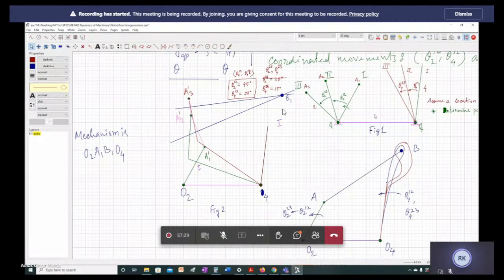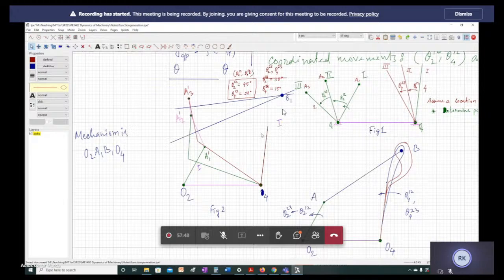Yes, sir. Okay, sir. Yeah, inverted motion of the follower with respect to the crank. Okay, that's what we have to do. Fine.